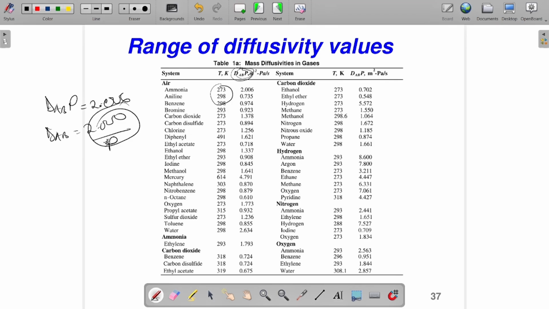So we always have to make sure this pressure is in Pascal, because the unit of that is Pascal meter squared per second. So you can actually get your answer. Yeah, so that's for that one.